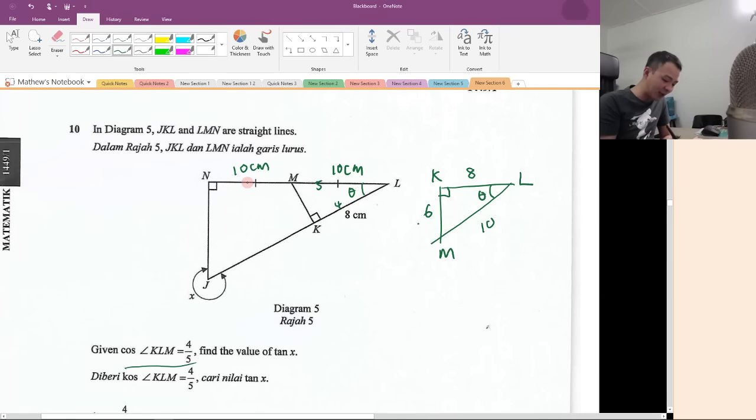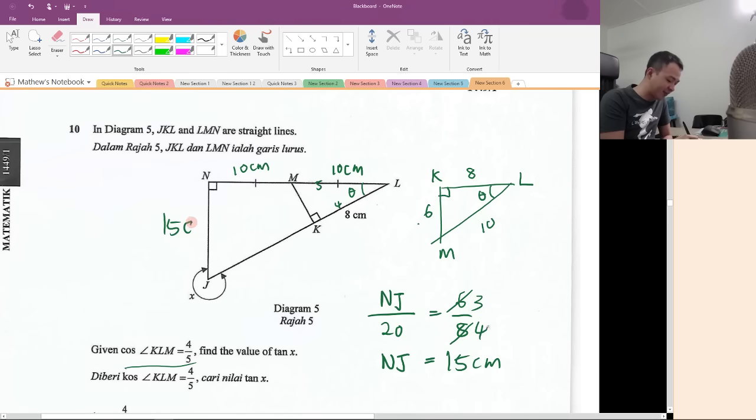The first thing is I'm going to use the similar triangle method to get the length of NJ here. So I'm going to write something like this: NJ over 20. The small triangle will be 6 over 8. So I can know the NJ length by this method. I will just multiply: 3 over 4 times 20, I get 15 cm. So therefore the length here is 15 cm.